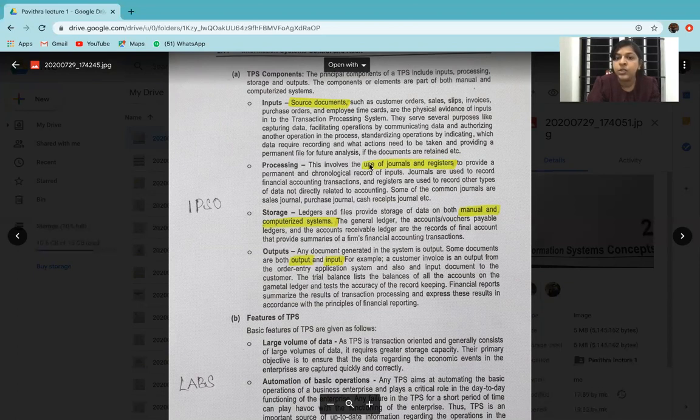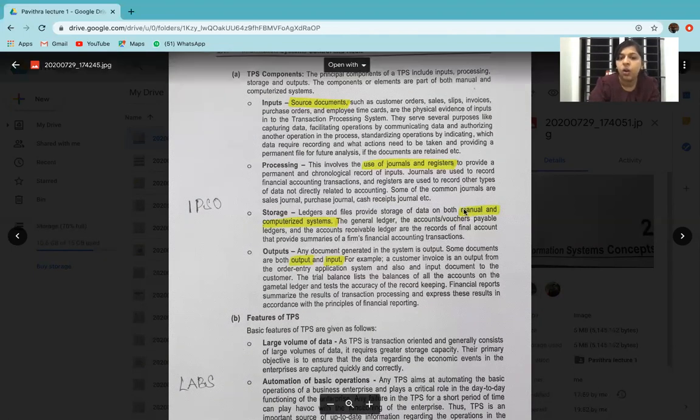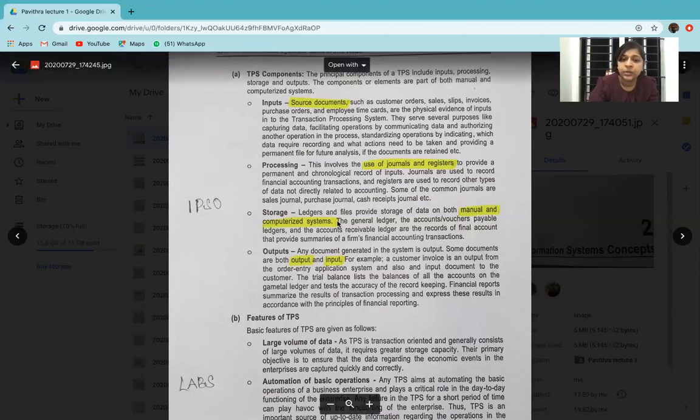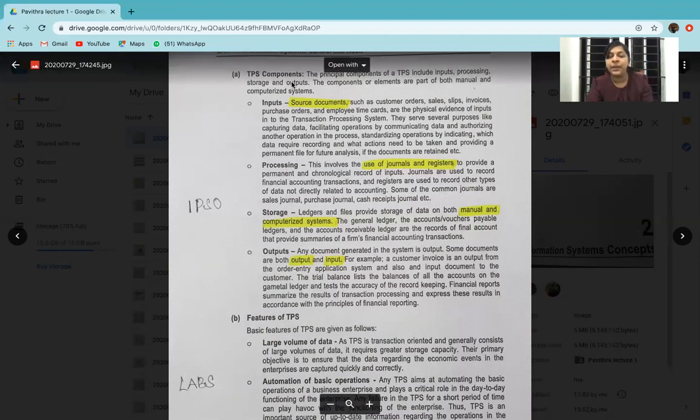Processing involves the use of journals and registers. And next is the storage. They could be stored in either a manual or a computerized system. Manual may be in the form of printouts in the form of files, and the computerized system in the databases. Outputs: the output of the system is going to be the input of every other system. So, what are the components of TPS?